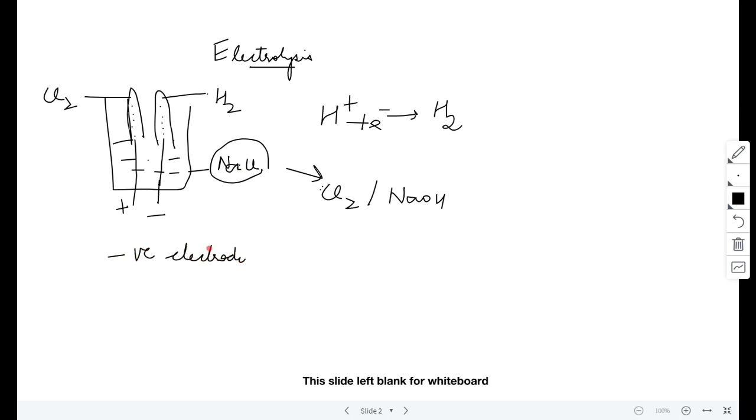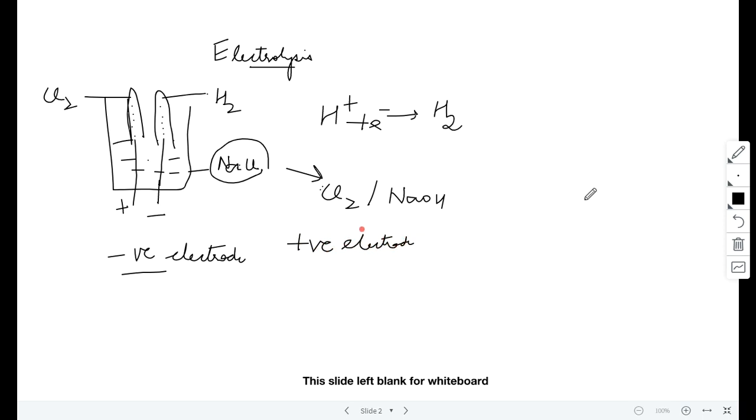H plus ions go to the negative electrode. Are you sure? Yes, excellent. Why? Because sodium is more reactive than H positive. So sodium is going to stay in the solution, and hydrogen ion will go towards the negative electrode and forms the hydrogen atom, right? Yes. The second thing, what happens at the positive electrode?